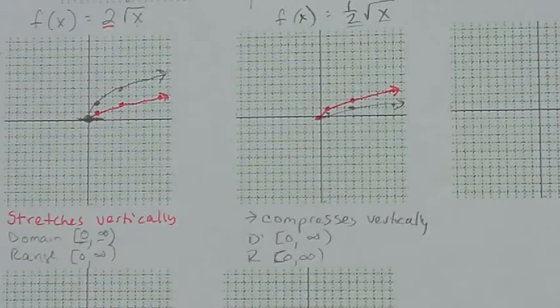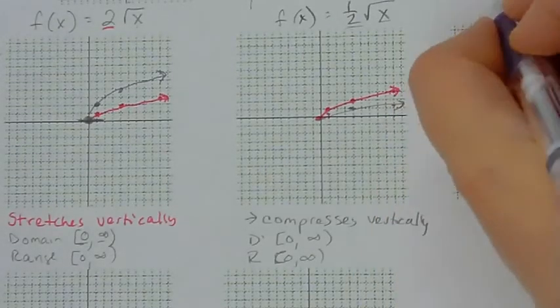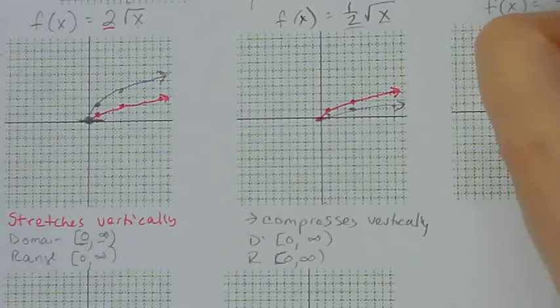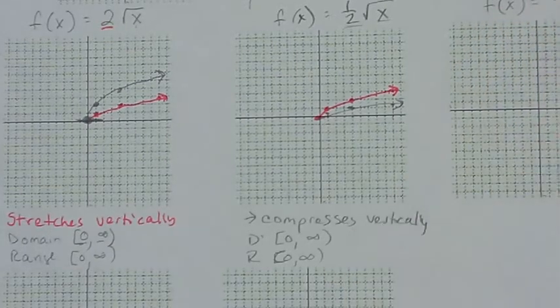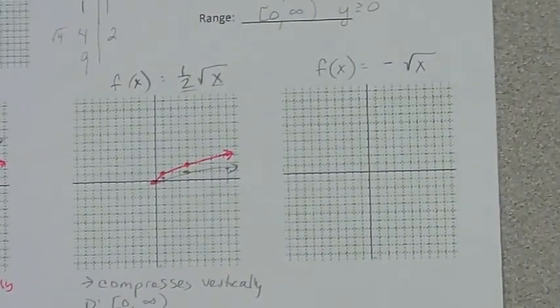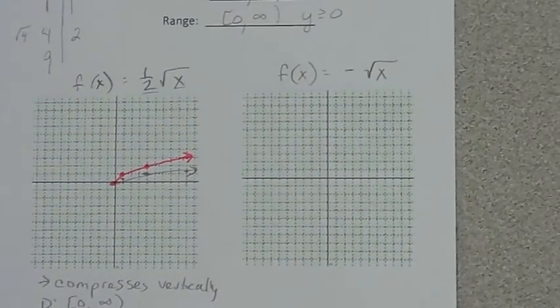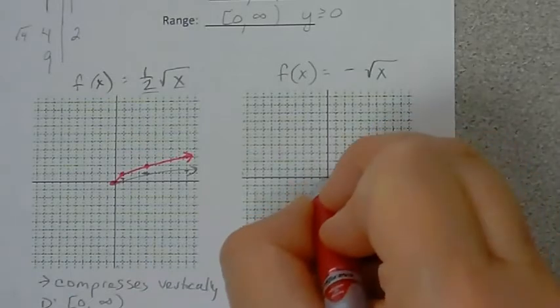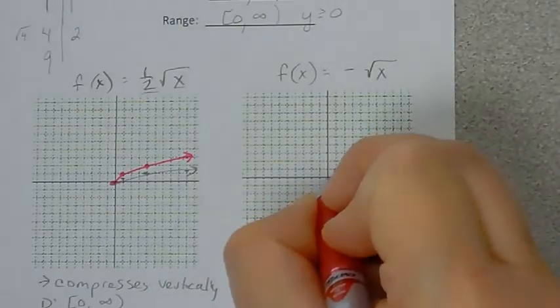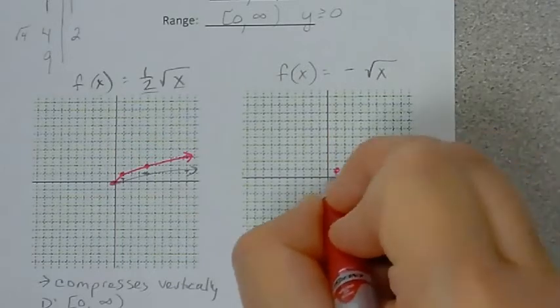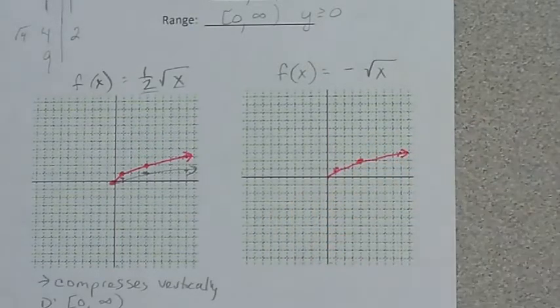Okay, what happens then if instead of having a number here, I put a negative sign? So let's graph the function f of x equals negative square root x. Well, the parent function stays the same. 1, 1, 4, 2, 9, 3. So there's the parent function.